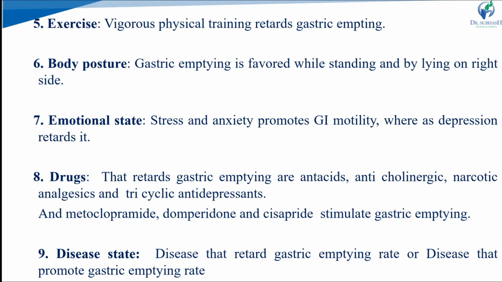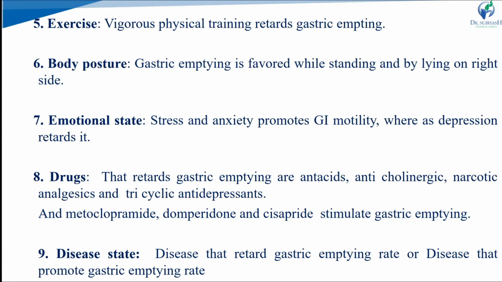Drugs: some drugs retard gastric emptying and some drugs stimulate it. Examples are antacids, some anticholinergics, narcotic analgesic drugs, and tricyclic antidepressants, which retard gastric emptying. So when we take a drug along with that type of drug, it retards the gastric emptying process, and some, like domperidone and metoclopramide, stimulate gastric emptying.